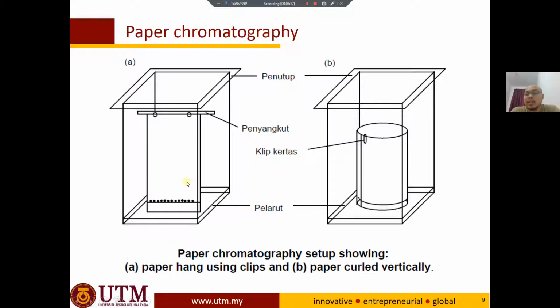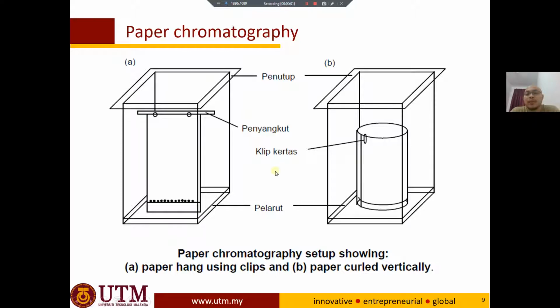That's why there are only two methods, which are to hang and also to put the paper vertically. So if the question asks what are the two methods to set up paper chromatography, here are the two. That is the kind of question. Maybe the question will be, please illustrate how to set up paper chromatography. So you need to know how to do this. All right.